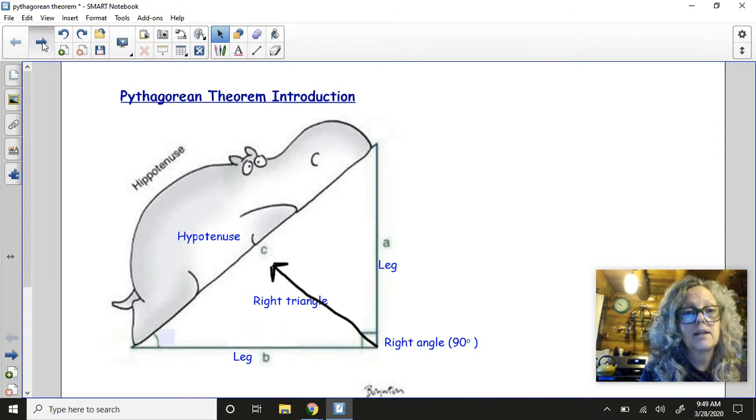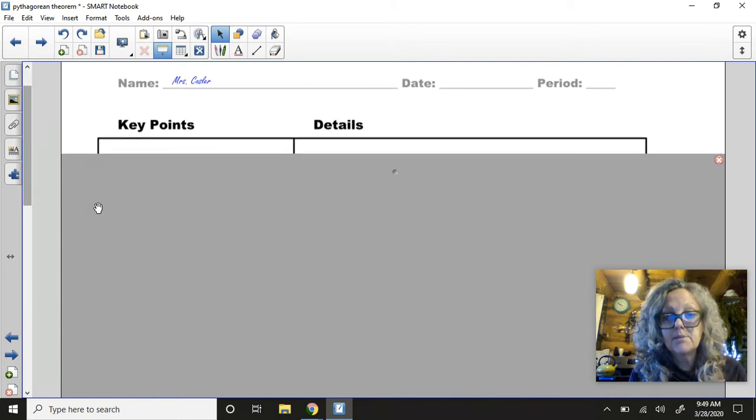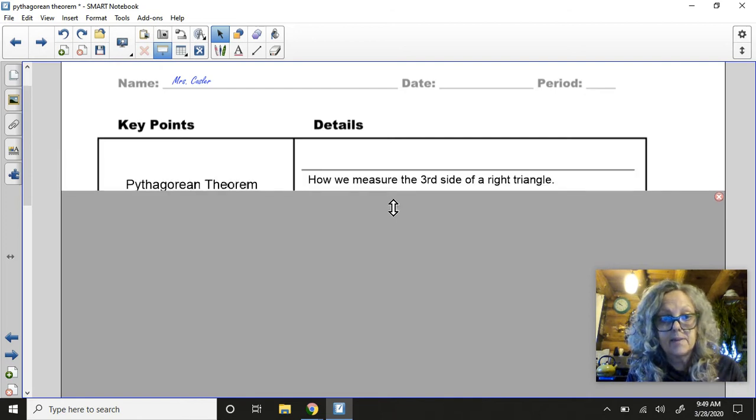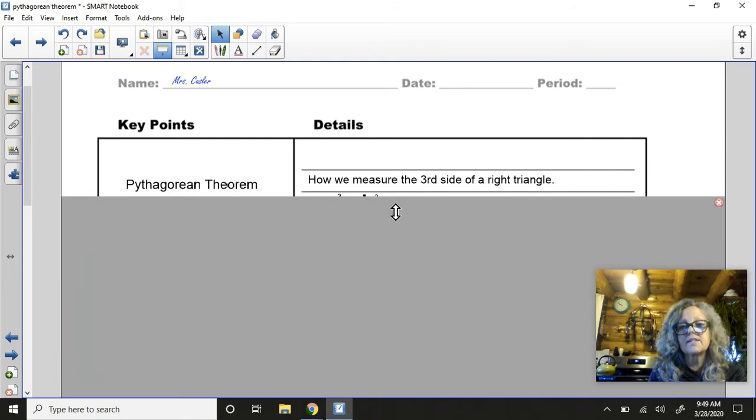Okay, next screen. A little bit of review of what we just talked about, because I'm talking really fast to try to get this done in 5 minutes. Okay, we're talking about the Pythagorean theorem. The Pythagorean theorem tells us how we measure the third side of a right triangle.